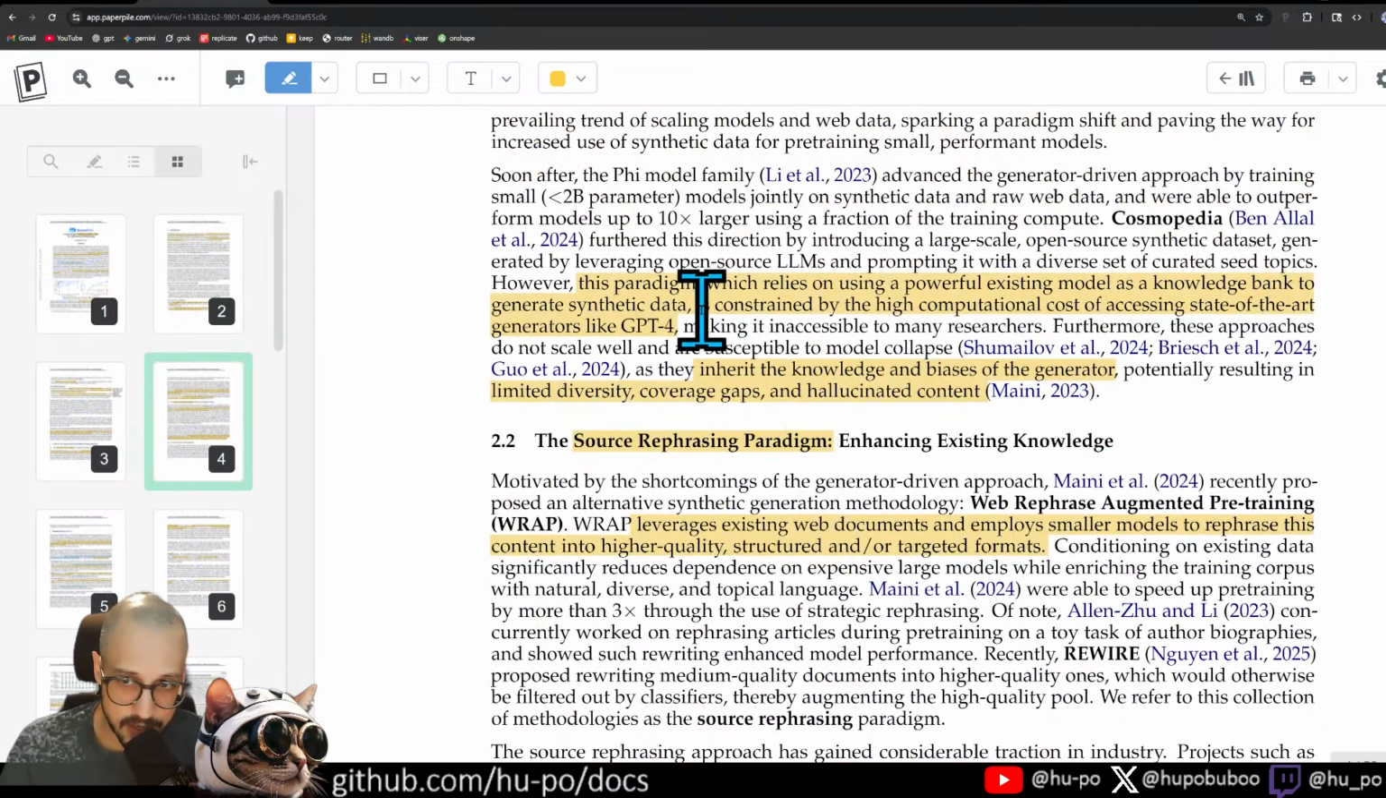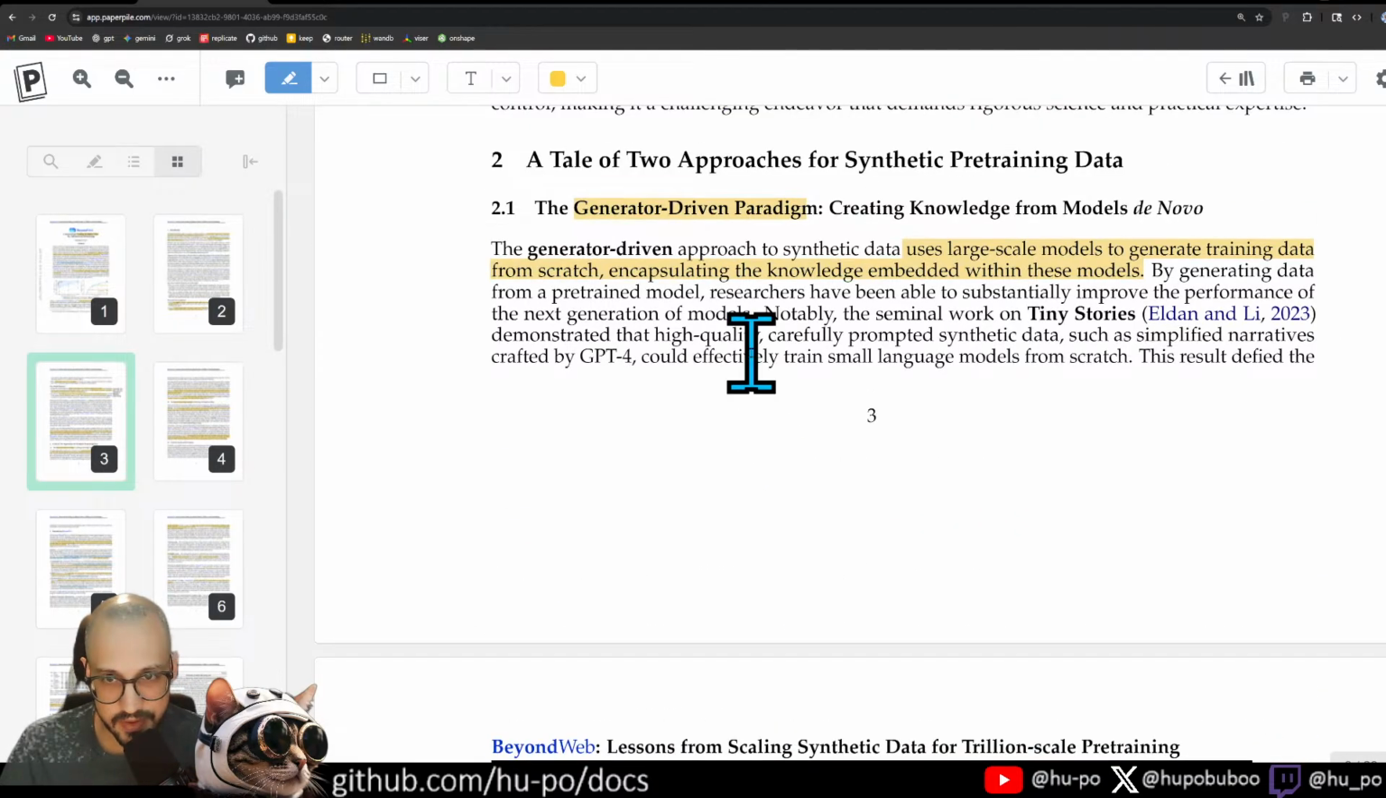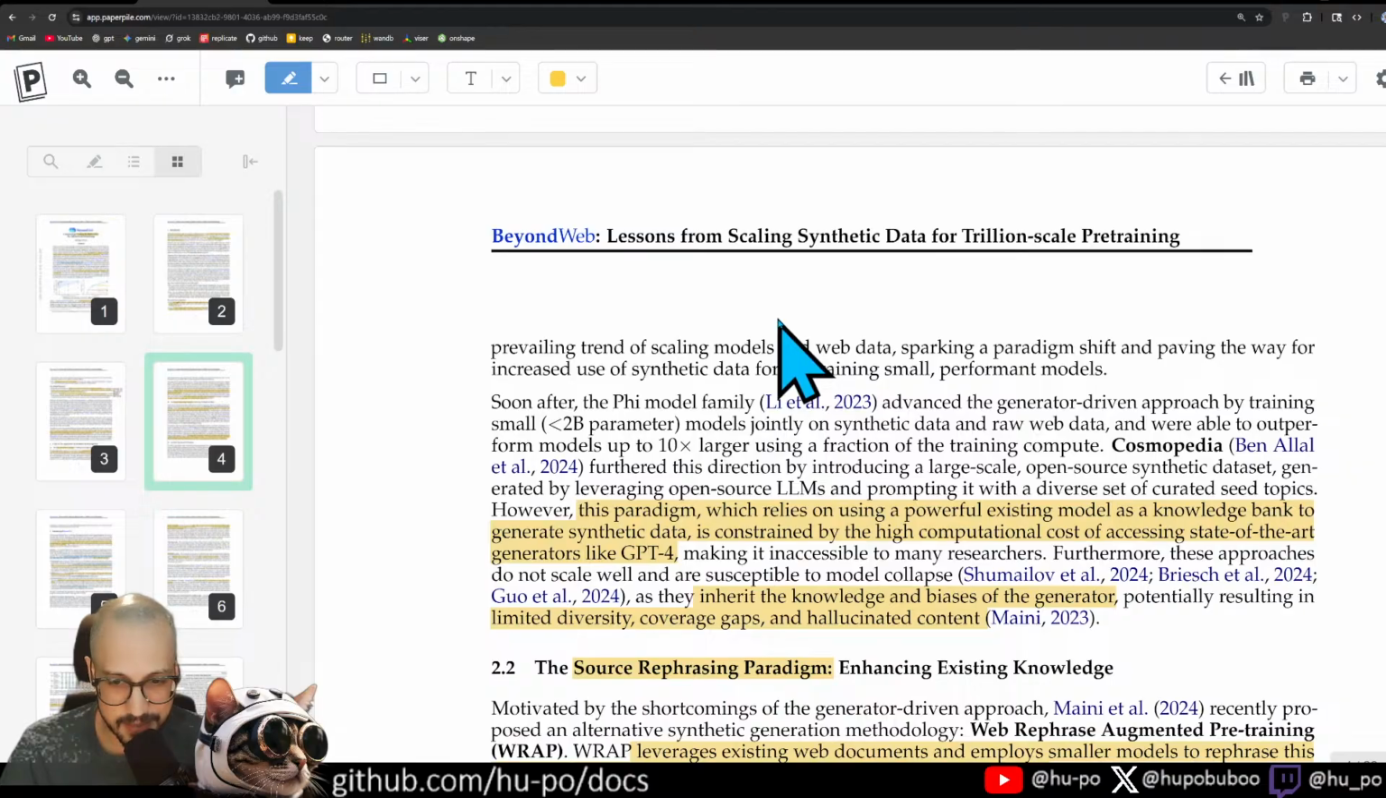And it's also not great because this paradigm relies on using a powerful existing model, such as a knowledge bank, and is constrained by the high computational cost of accessing state-of-the-art generators like GPT-4, right? So if the cost of generating that dinosaur blog keeps going up as we get GPT-5, GPT-6, then maybe this generator-driven paradigm becomes a little bit less enticing.